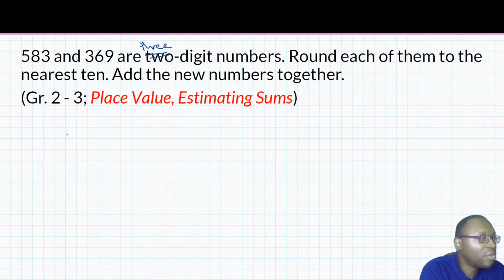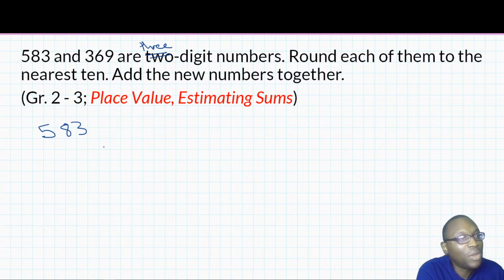So we're looking at 583, and we're looking for the nearest 10. So let's go ahead and put a line under the place value for tens. So that is 8 right here, the tens place value. Now we're going to look to the right of that digit, which is 3 right here. And we want to find out, do we need to increase 8 or leave 8 the way it is?